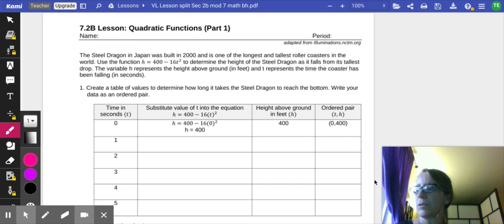Hello, Math BH. We are going to talk about quadratic equations today. We've talked a lot about linear, and today we're doing quadratic.